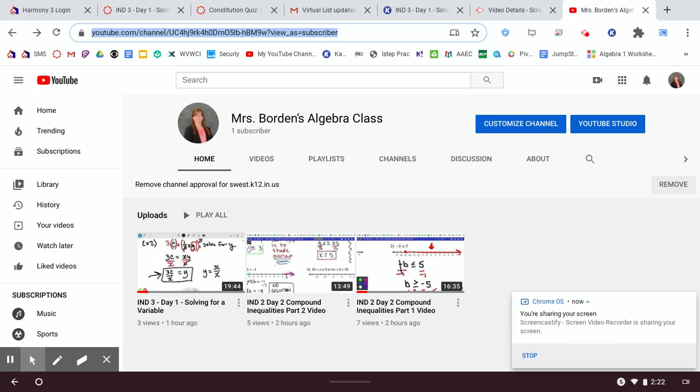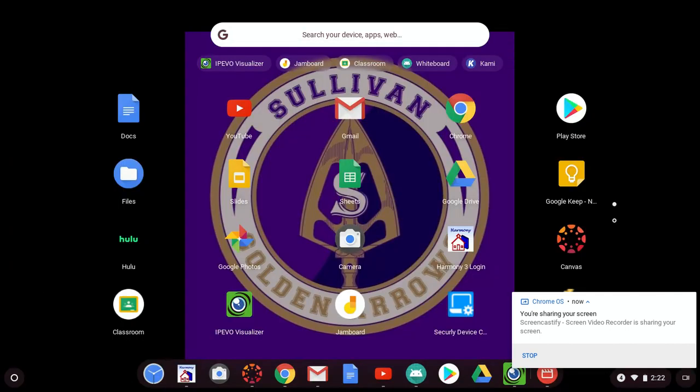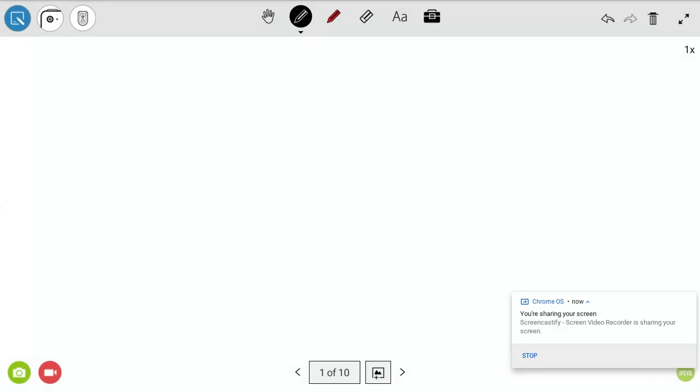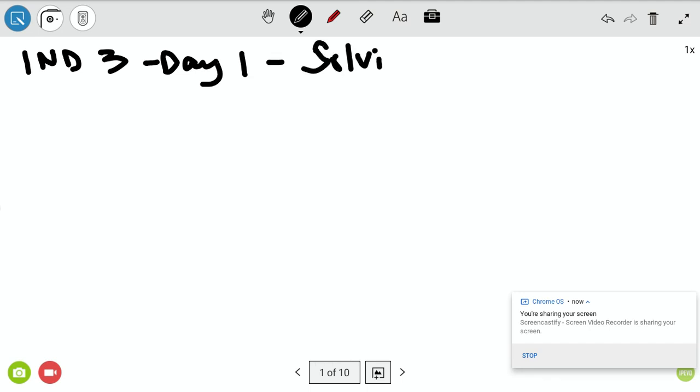All right, we are doing indicator 3, day 1. So on your notes, indicator 3, day 1. And we should sound pretty familiar. If you can read my writing, it kind of gets terrible because my hand has to hover. Solving for a variable. Solving for a variable, okay?